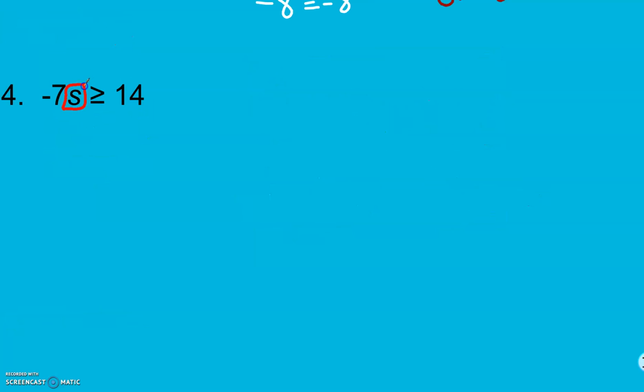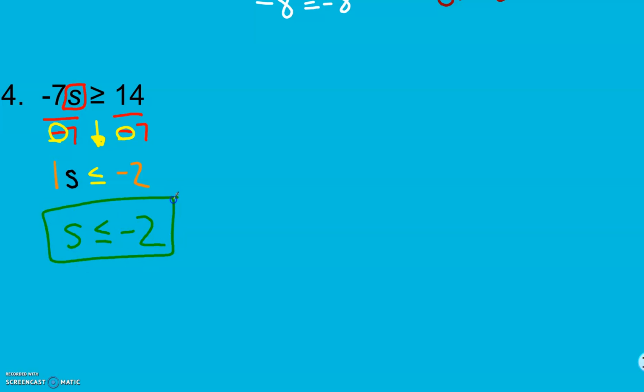Here, s is being multiplied by -7, so I divide both sides by -7. -7 divided by -7 is 1. 14 divided by -7 is -2. I keep my s, but because I divided by a negative, I have to flip that inequality. It becomes a less than or equal to. So here I get s is less than or equal to -2.